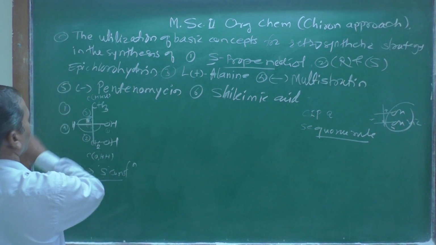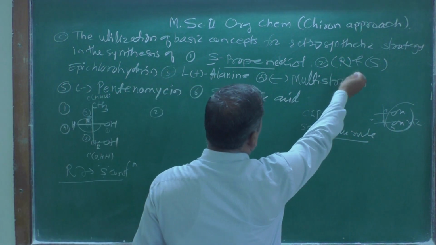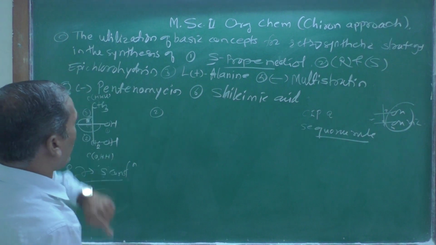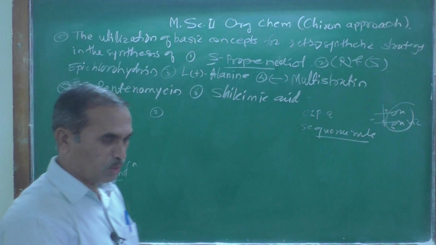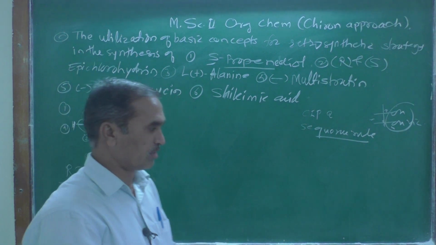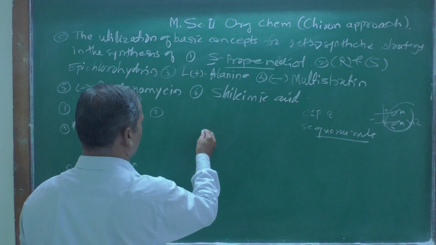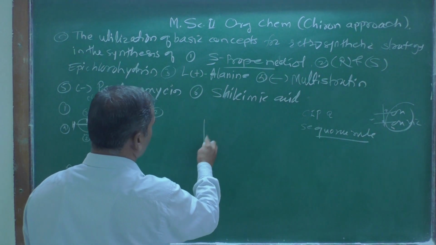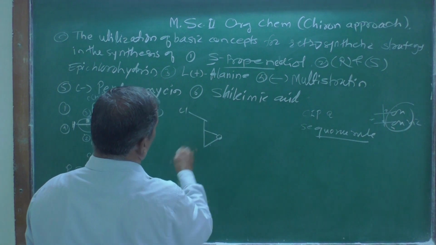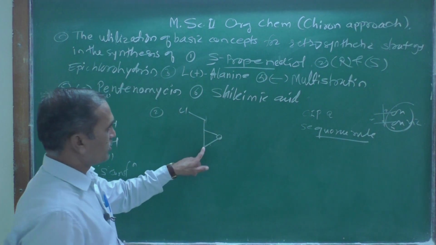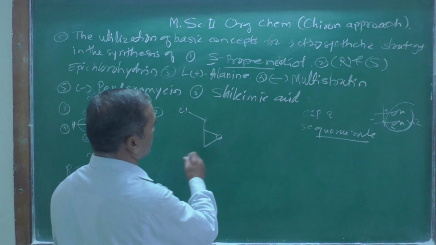Now this is the first one. Let us see the second structure. The second structure is R and S epichlorohydrin. Do you know the structure of epichlorohydrin? You don't know it till now. Let us see here. This is the structure of epichlorohydrin. This is an epoxide type of structure.